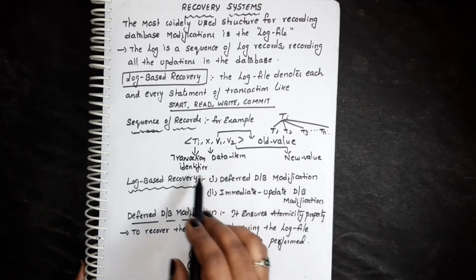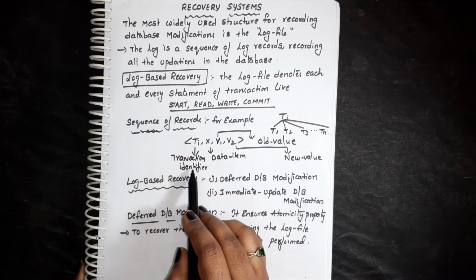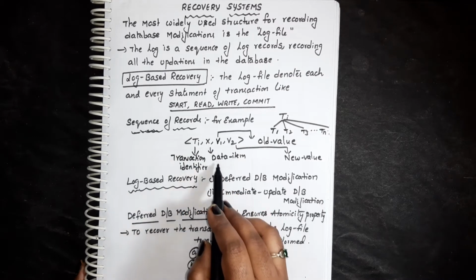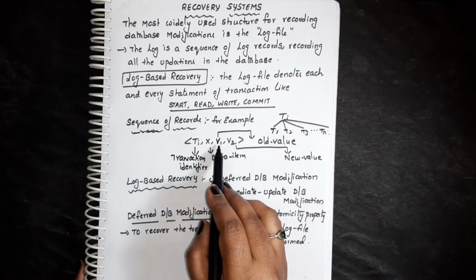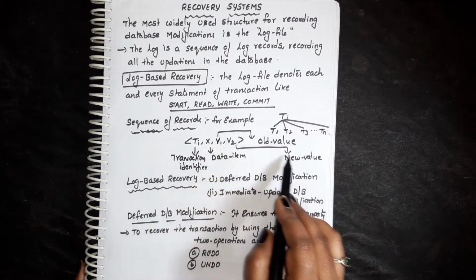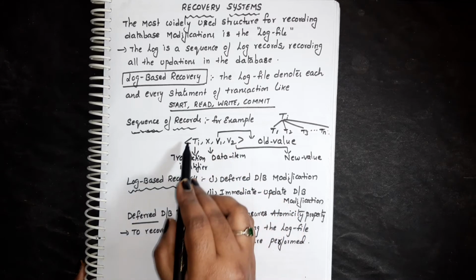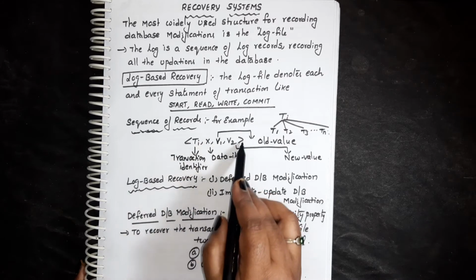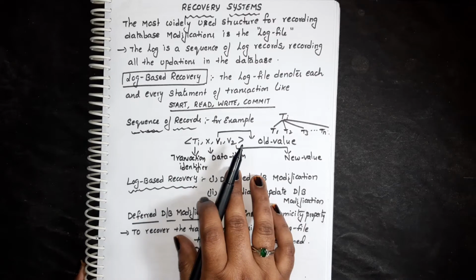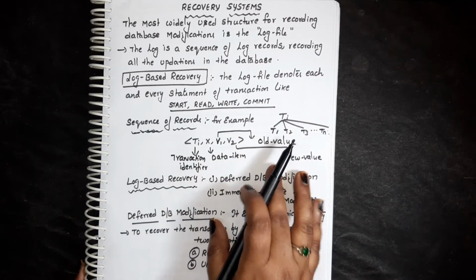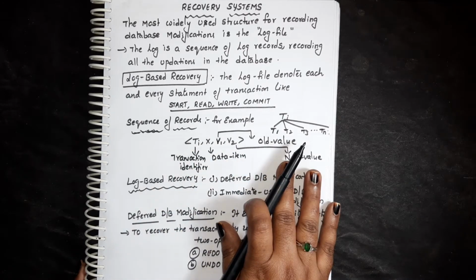So for this purpose you define, first, the transaction identifier, second, the data item name, third, the old value, and fourth, the new value. This is for when we are executing the read and write operations. So X is performing the read operation as well as the write operation. This is the way of writing a log record.